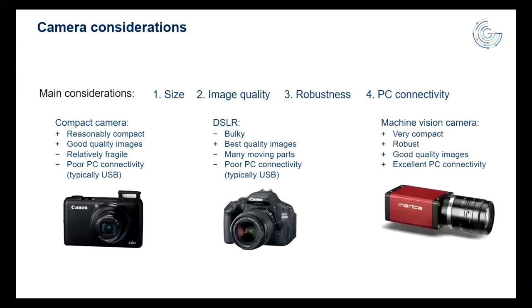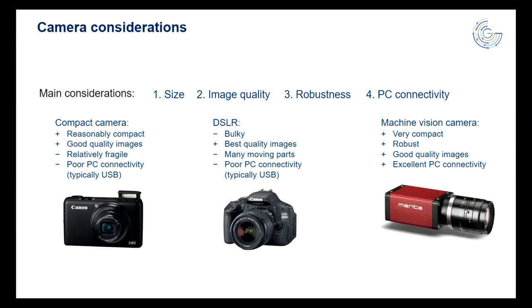The type that most people have moved to now is what we call a machine vision camera. They're very compact, very robust. They produce good quality images, not quite as good as a DSLR, but depending on the lens you choose and the quality of lens, you can get good images. But the real plus side is they've got excellent connectivity.